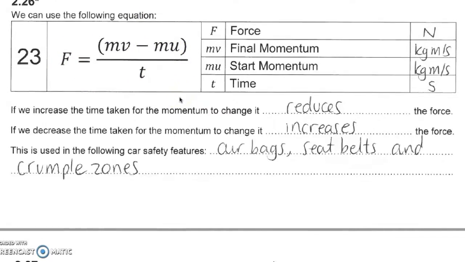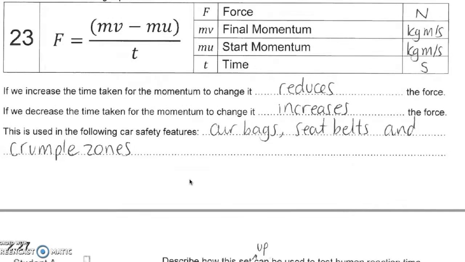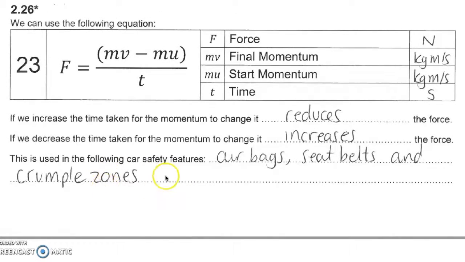Right, the next thing we're going to look at is car safety: airbags, seat belts, crumple zones. Why are these features important? With regards to crumple zones, essentially what you're doing is increasing the time taken. As I said, if we increase the time taken for the momentum to change, which is the point of a crumple zone in a car, you're going to reduce the force. Same thing for an airbag.